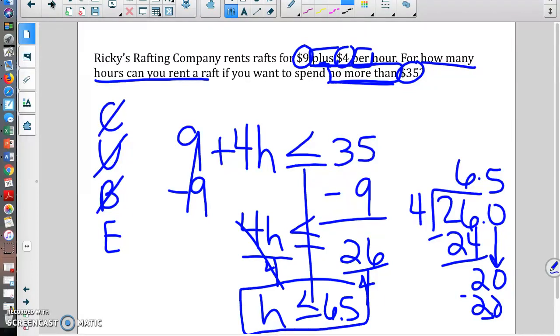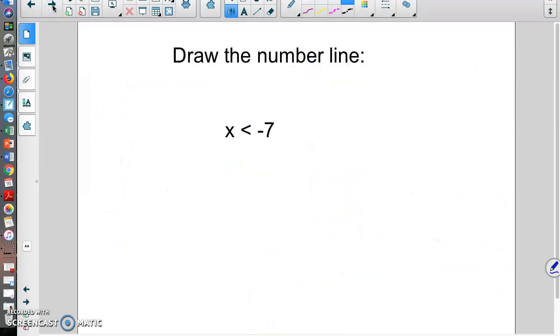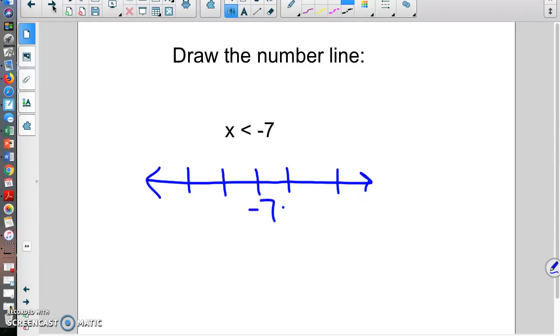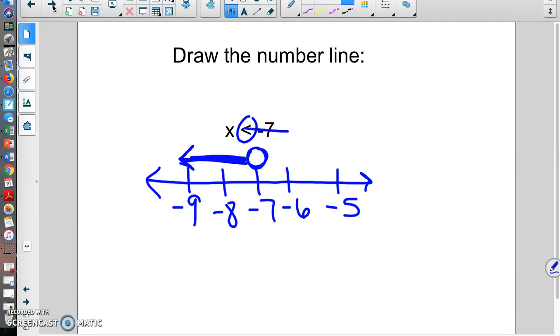So you will have several word problems on your test tomorrow, but you'll also have a few questions that just say, draw the number line. So you're going to have to say, okay, -7. If I think about my number line, here's -7, above -7 is -6 and -5. Below -7 is -8 and -9. If you don't draw the number line correctly, you don't get the question correct. So that is an open circle on -7 shaded left, because it's anything less than -7.